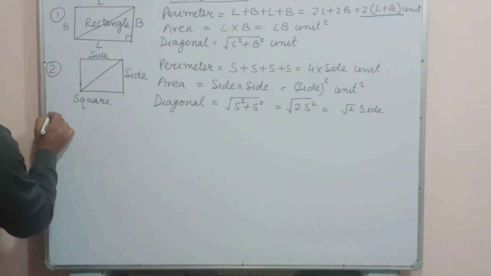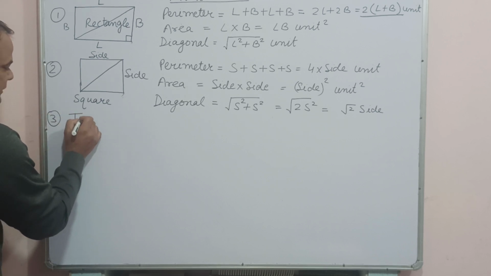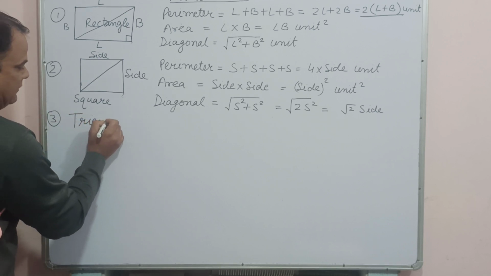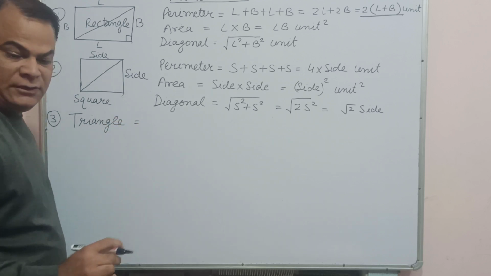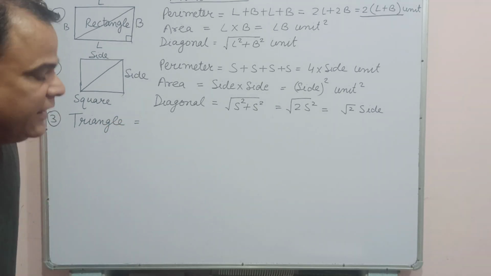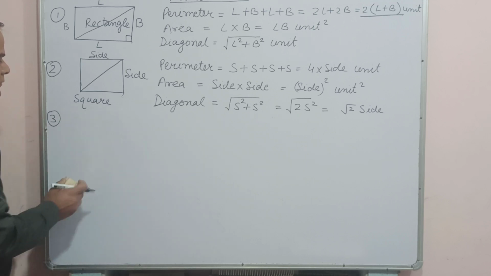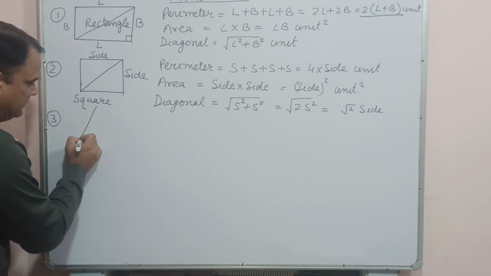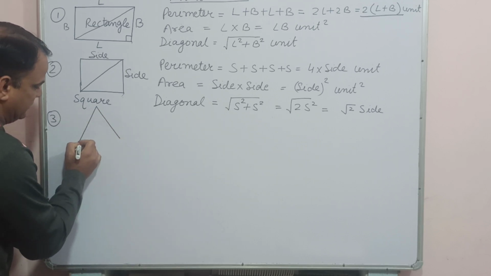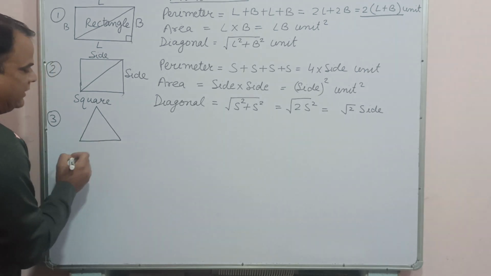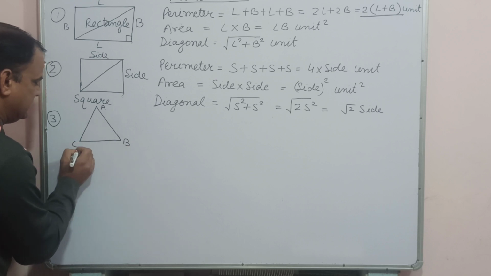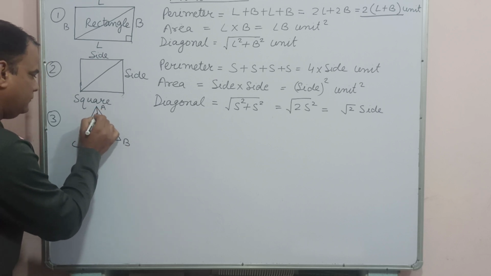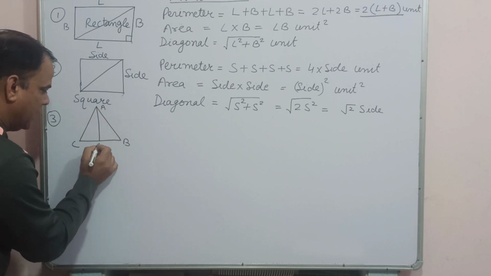Now our third figure is triangle. We know that there are so many types of triangle. That is the figure of triangle. That is A, B, C. This is the height of the triangle.